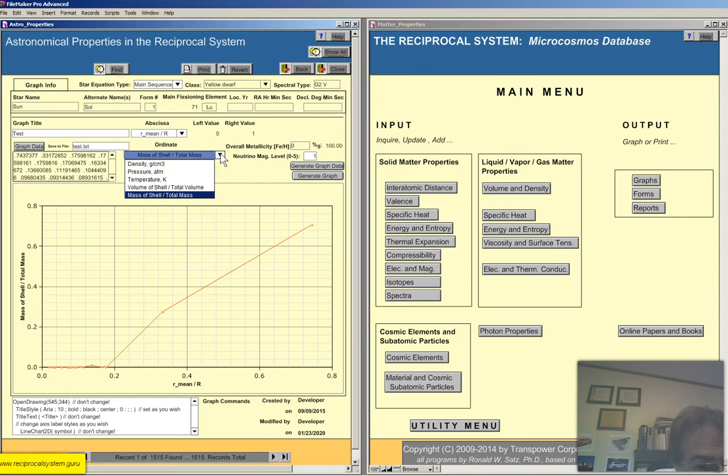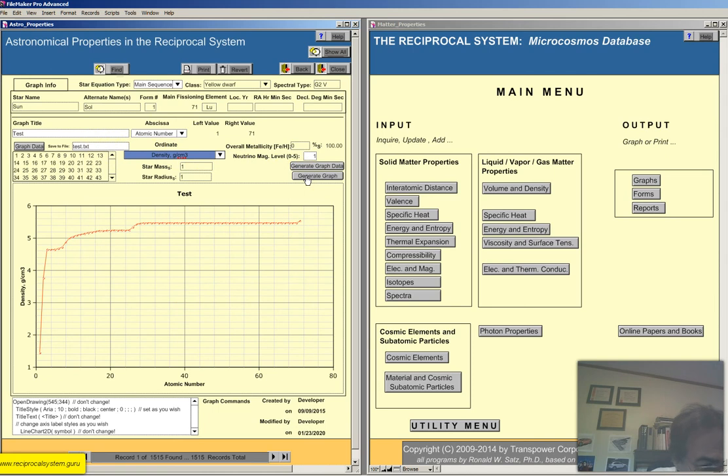Okay, so that's that. Let's go back to density, and then let's use atomic number. While that's working, I can show you, you can save the data to a file. In this case, I'm saving it to test point text, and then generate the graph. So here's the density versus atomic number. Now let's go with the next one, pressure. Generate the graph data.